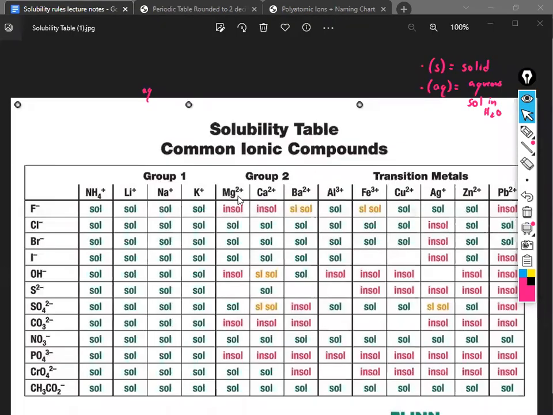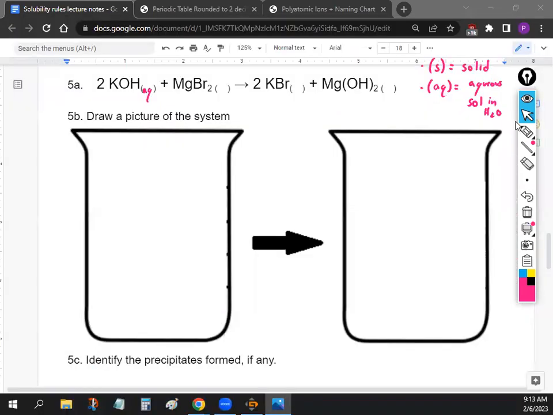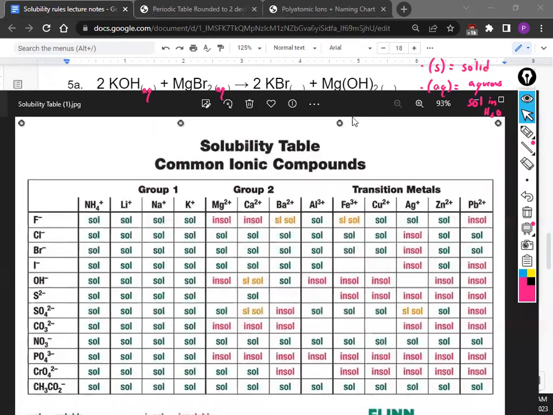Cool. So MgBr2 is going to be soluble. So we're going to write AQ for our parentheses right here. Okay, and so that is going to combine with KOH. So we did the reactant side. They're going to react together and make these two compounds. So let's start with KBr. So KBr is composed of K plus and Br minus, which is also soluble. So we can write AQ right here.